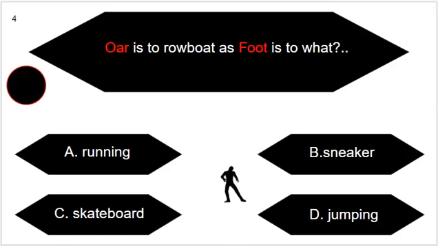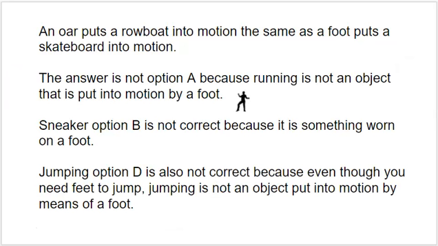Oar is to rowboat as foot is to what? The answer is option C, skateboard. Oar is to rowboat as foot is to skateboard. An oar puts a rowboat into motion the same as a foot puts a skateboard into motion.